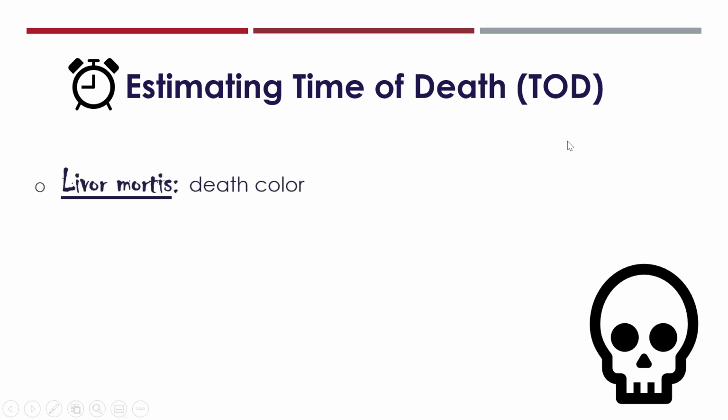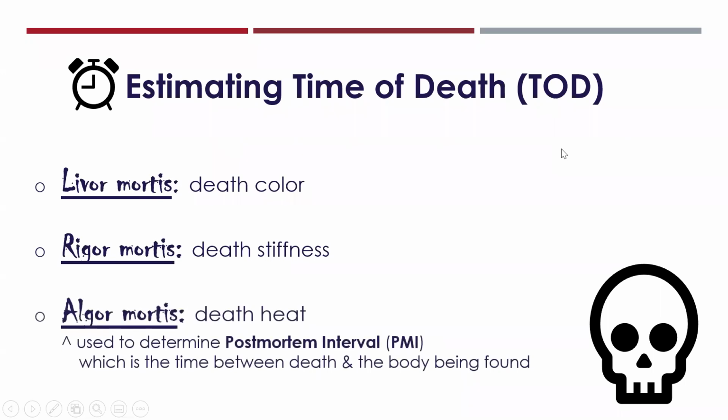So we have livor mortis. Notice it's not liver spelled like the organ. Rigor mortis. And algor mortis. So livor mortis is death color, rigor mortis is death stiffness, and algor mortis is death heat. We're going to talk about livor mortis first.